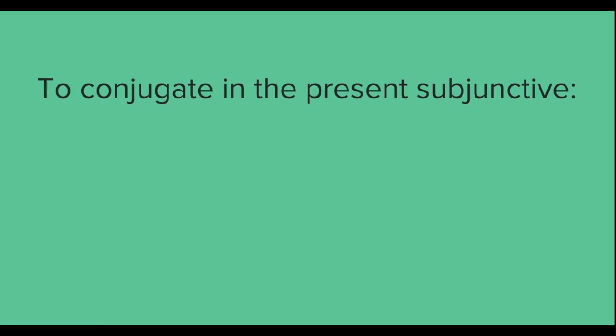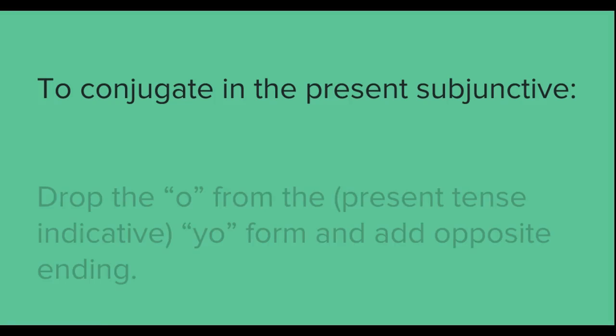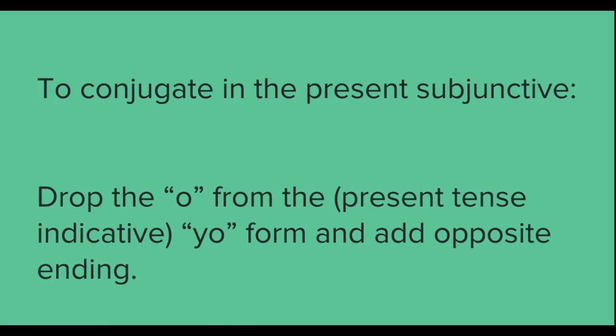Present subjunctive is a tense. There are several different tenses within the subjunctive mood, but here's the rule you're going to use. You drop the O from the yo form and add the opposite ending. This should sound familiar to you because we just did this when we learned about the negative tú commands as well as the affirmative and negative usted and ustedes commands. That was your first exposure to the subjunctive mood. As you were giving commands to people to do different things, you were actually using the subjunctive mood without realizing it.